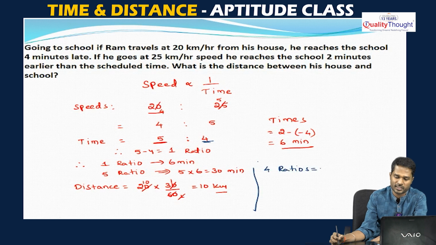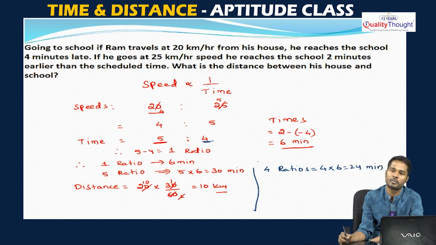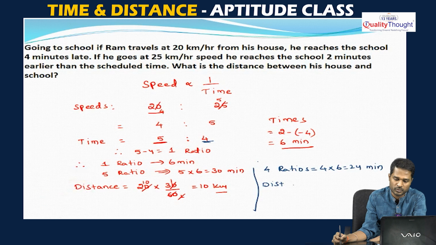1 ratio is 6 minutes, so 4 ratios is 4 into 6, that is 24 minutes. 4 ratios is 24 minutes, which is the difference. Now let's find out the distance. The distance is again speed into time. So this time I'll take this value: 25 kilometers per hour is the speed, into 24 minutes is the time.